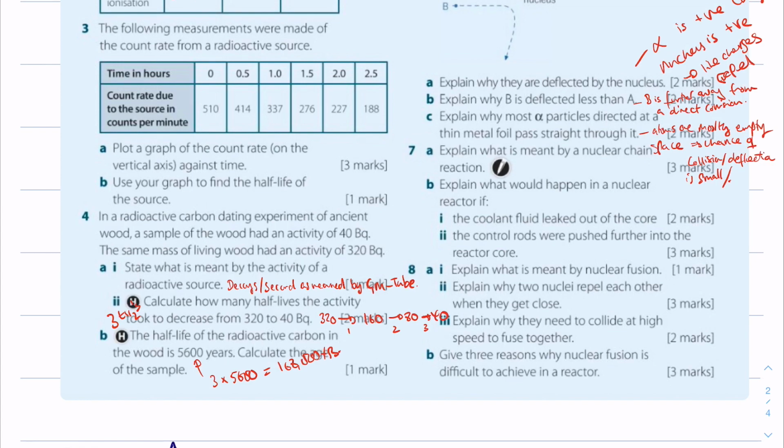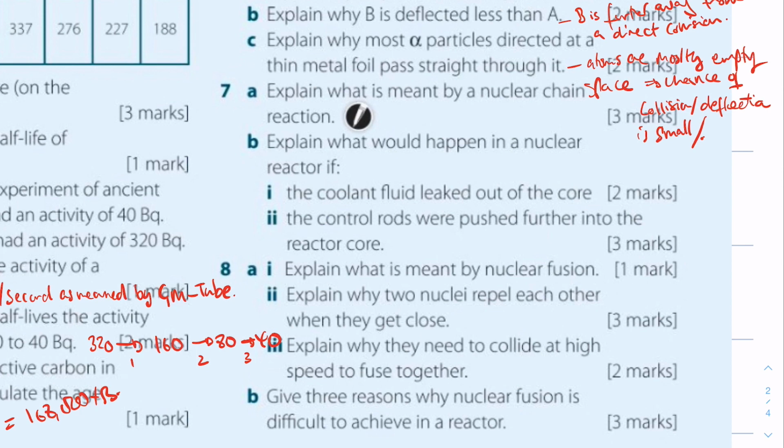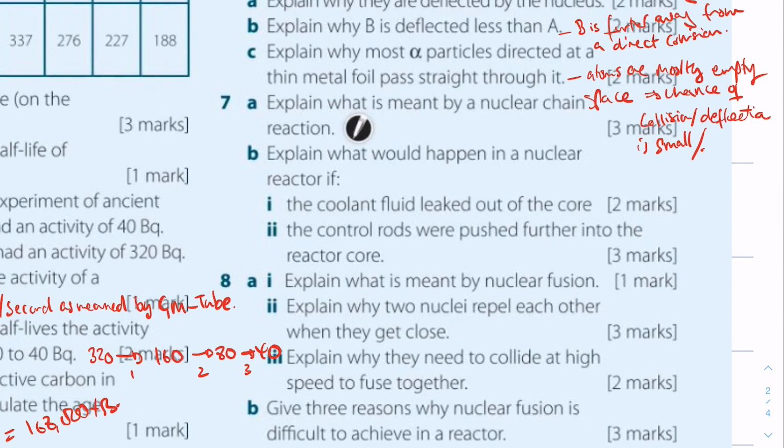Explain what would happen in a nuclear reactor if the coolant fluid leaked out of the core. So the coolant has a number of things that it's useful for. The coolant takes away the heat from the reactor and transfers it to the electrical generator. So if the fluid leaked out, the core would overheat. Power station would not produce energy.